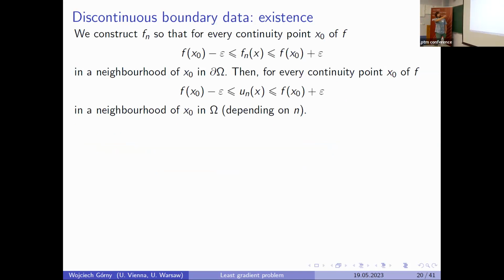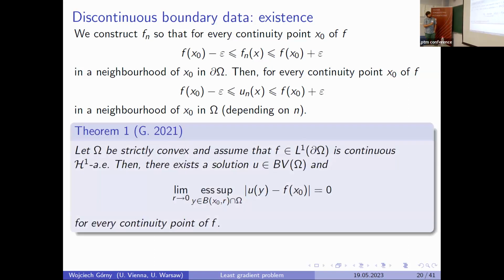So what we want to do is construct Fn in such a way that for every continuity point of F, Fn is close to the value of F in some neighborhood. And then we want to construct by hand the solution locally, the solution to approximate problems locally close to this point, to ensure that we also have a similar bound for solutions in a neighborhood of x0 of the continuity point, which depends on n and shrinks with n.